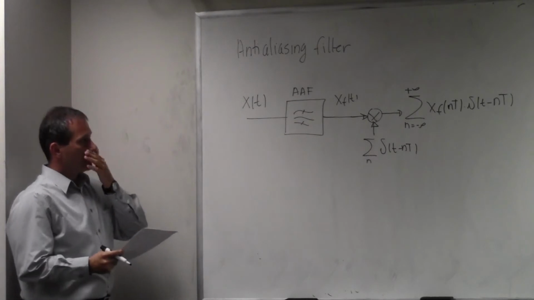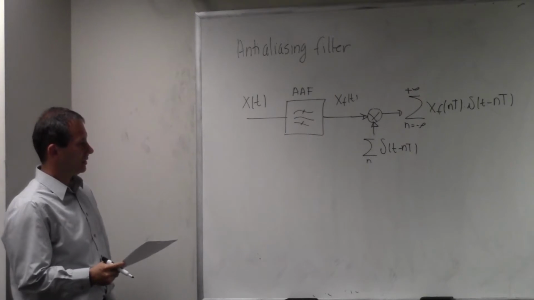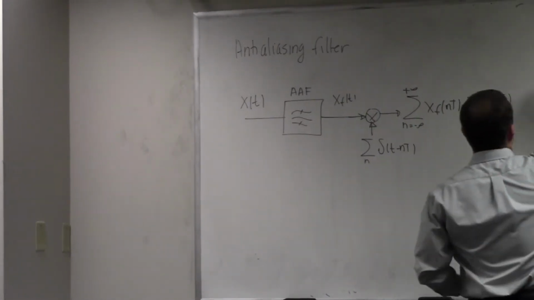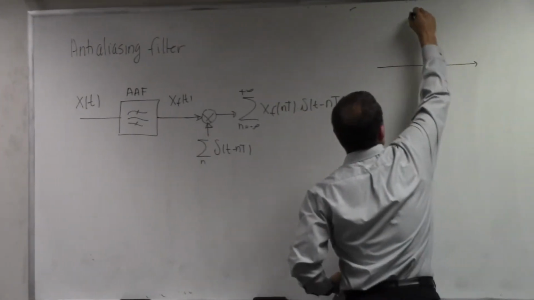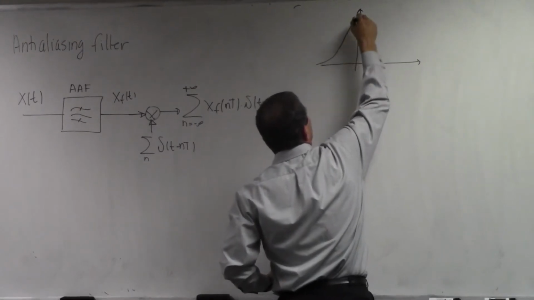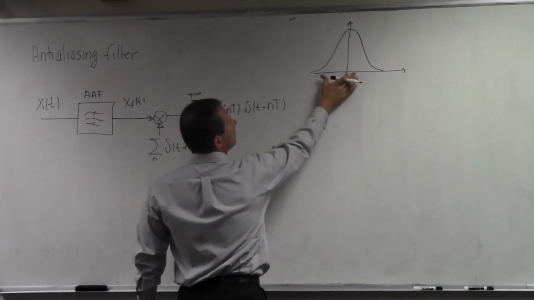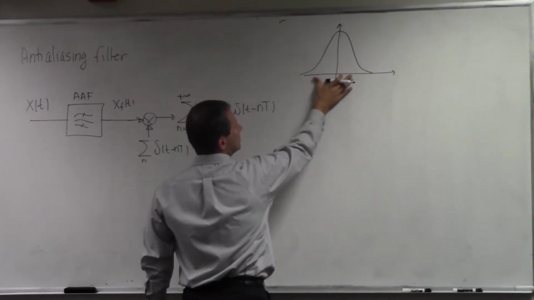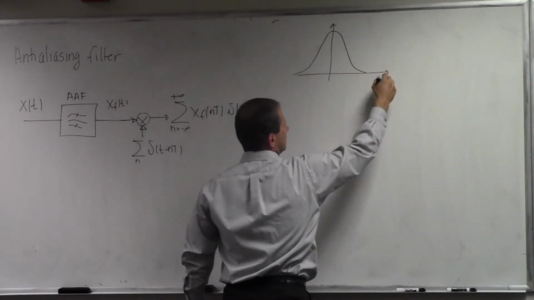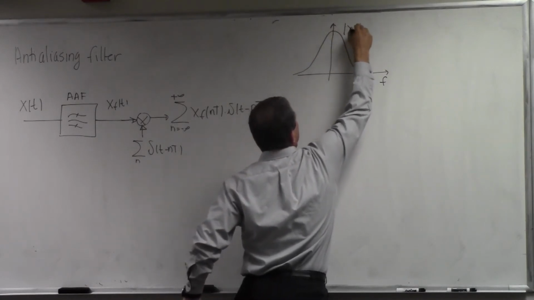Let me draw a couple of pictures that illustrate what the purpose of this filter is, although we kind of know it. I'm going to use this section of the board here. So without the anti-aliasing filter, this is what happens. Your signal has a spectrum that might look somewhat like this, where there's a bulk of the signal energy in this area, and then it tapers off as a function of frequency. So this is the magnitude of X of f.